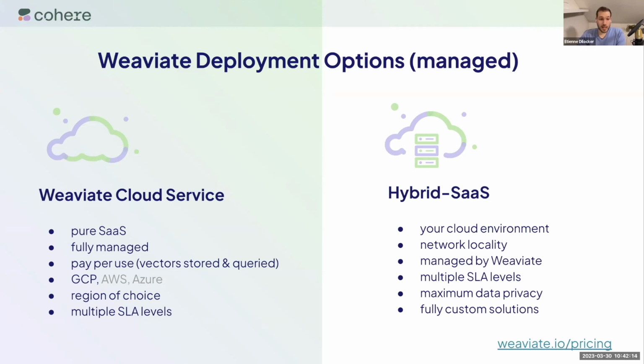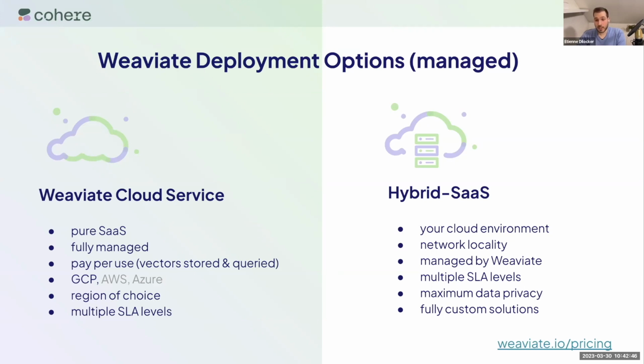As of yesterday, this is in public beta for GCP. We're planning to add AWS and Azure as well, but that's not live yet, so that's why it's grayed out here, but that's on the roadmap. Within GCP at the moment, you can choose your region freely, so you can deploy this close to your workloads or to your customers. Supports high availability, supports multiple SLA levels. So if you want support or different kinds of support contracts, you can have that as well.